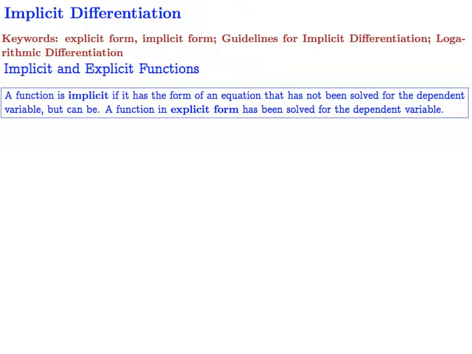So we often talk about functions, and we often talk about a function being in explicit form. A function is called implicit form if it has the form of an equation that has not been solved for a dependent variable, but it sure could be if we took the time. So here we have an equation, x squared plus y squared equals 1, and hopefully you recognize it as the equation of the circle. Again, x is going to be our independent variable, y is our dependent function, and if we wanted to, we could take the time and solve this for y.